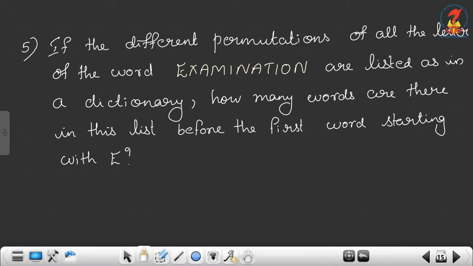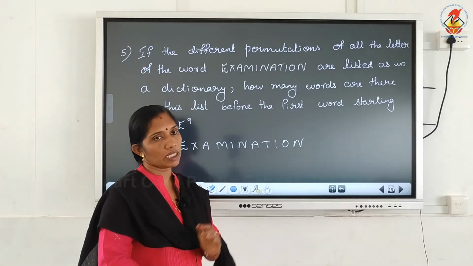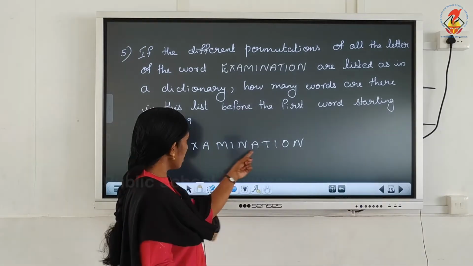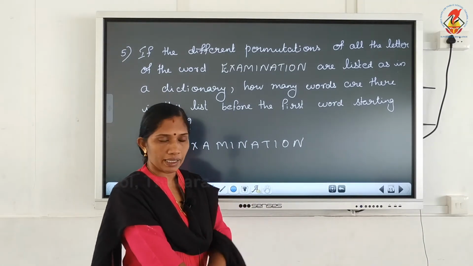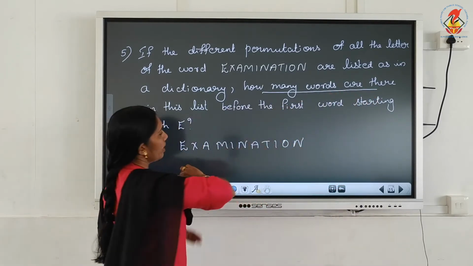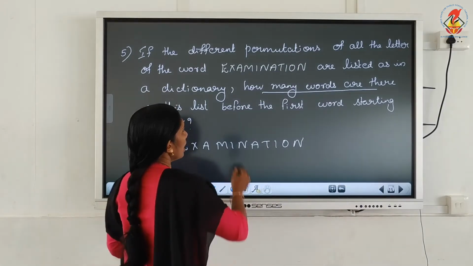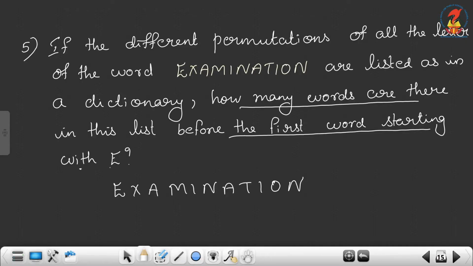In EXAMINATION there are 11 letters. Suppose we have to arrange the letters as in a dictionary. As in a dictionary means alphabetical order. First the words starting with the letter A, then the next letter, like that. So the question is, when we arrange these letters as in a dictionary, how many words are there in this list before the first word starting with the letter E?